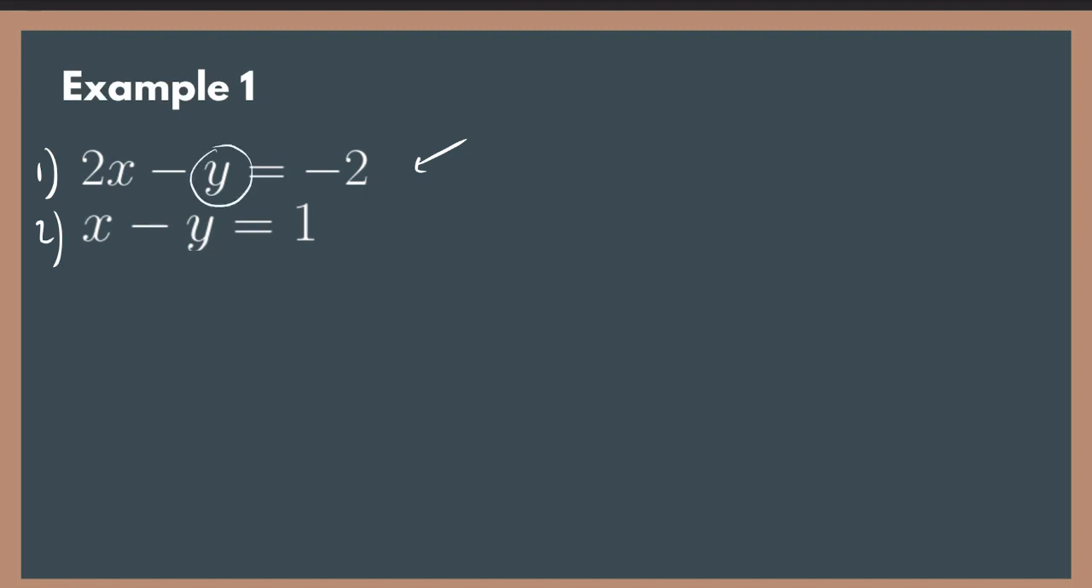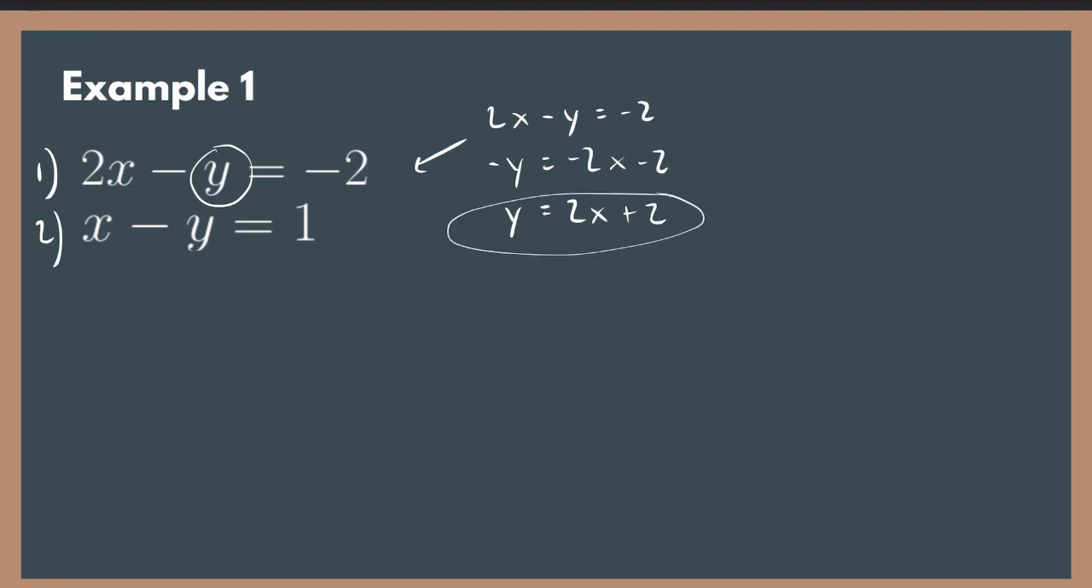So I'm going to write my first equation, 2x minus y equals -2, and solve for y, which will be -y equals -2x minus 2, so y equals 2x plus 2. Rewriting the first equation and solving for y allows us to substitute that 2x plus 2 for the y in the second equation.